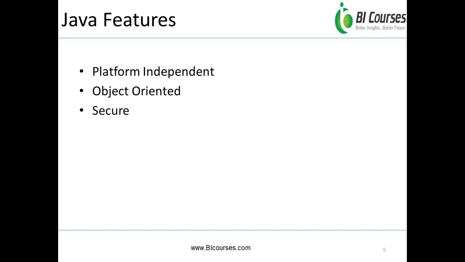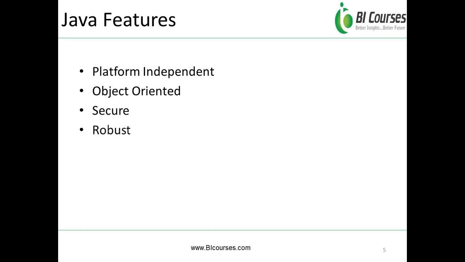Next one is secure. Java is a secured programming language. It provides a set of secured APIs. By using them, we can hide data members and member functions of our programs.